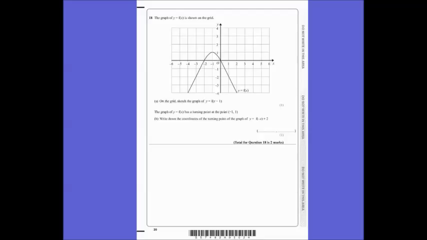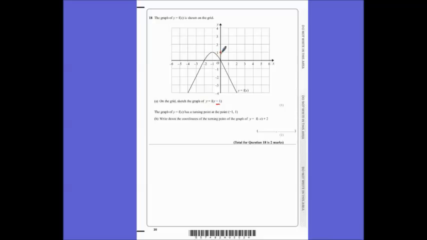Question 18. The graph of y equals f of x is shown on the grid. On the grid, sketch the graph of y equals f of x minus 1. Well, if we've got f of x minus 1, this would mean that the graph will move right 1, because we'll get the same value for y when x is 1 earlier. So we're going to move it across.